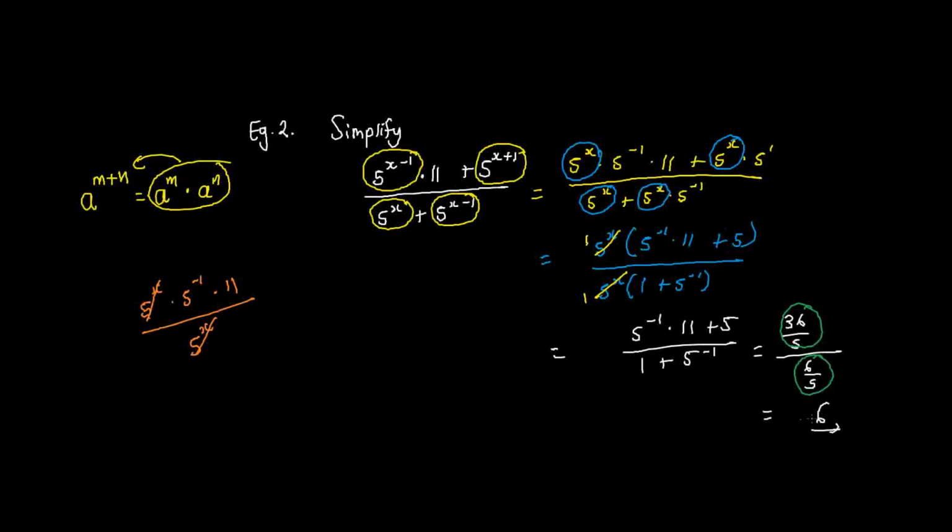So my final answer is equal to 6. Again, you can substitute a value for x, and you'll see that your answer will be 6. As long as you don't substitute a value of x that will make the denominator 0, it's perfectly fine, because if the denominator is 0, then it's undefined. Now, that being said, let's look at our next example.